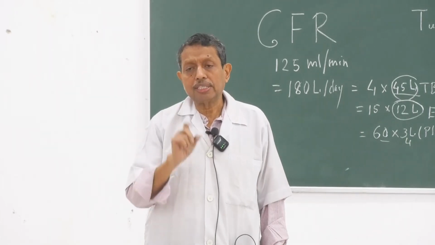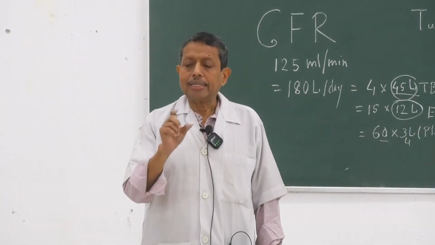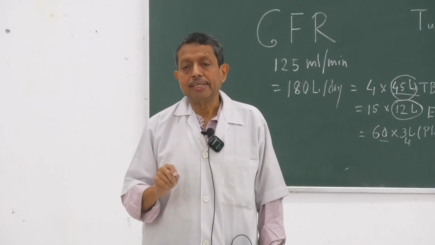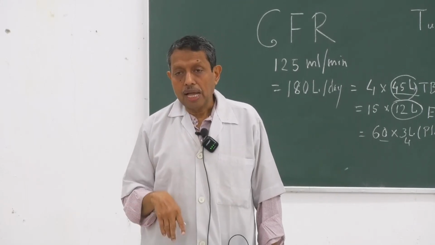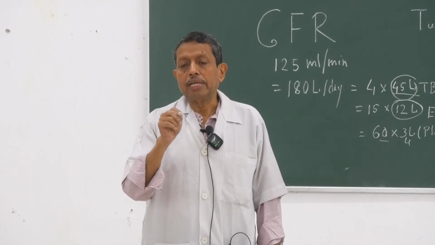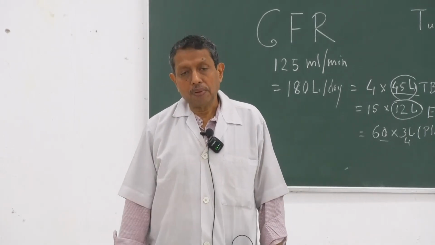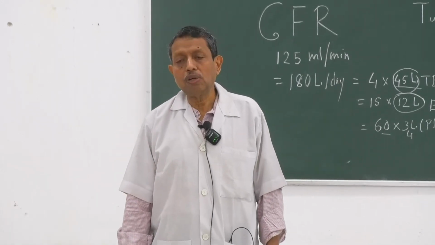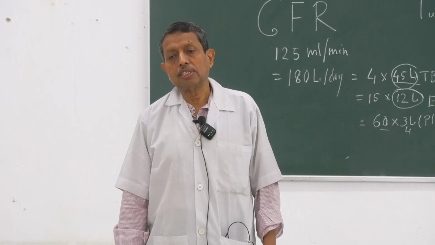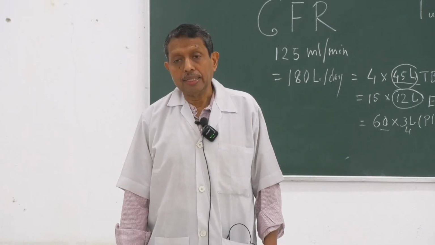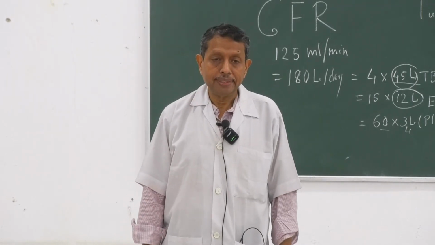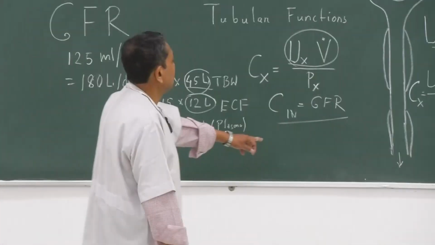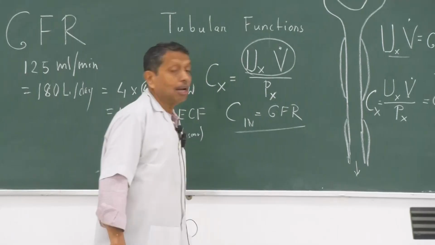a sample of urine is collected and the time is noted. From this you get the Ux value, and in between you take a peripheral venous sample, because inulin is not utilized by the body. Its concentration is the same everywhere, in arterial plasma or venous plasma. And if you then use this formula, you get the glomerular filtration rate.